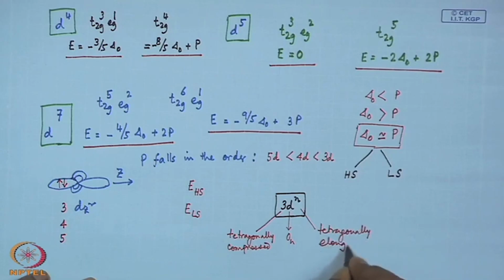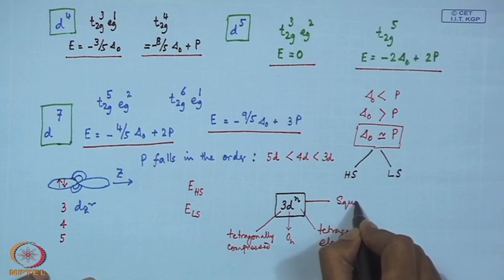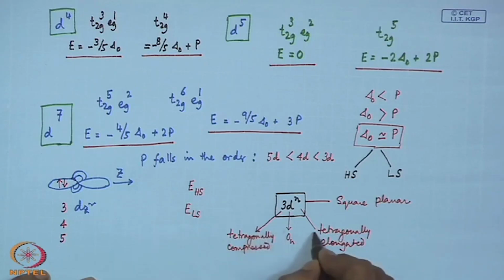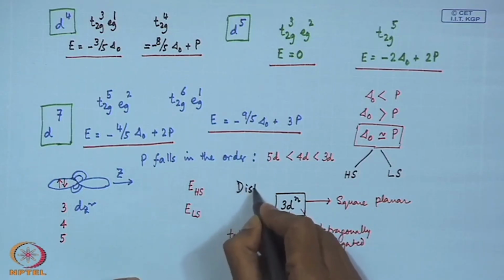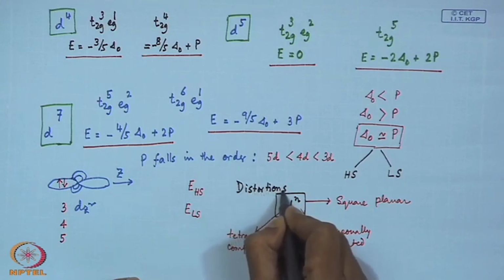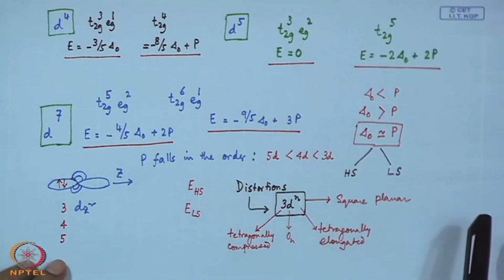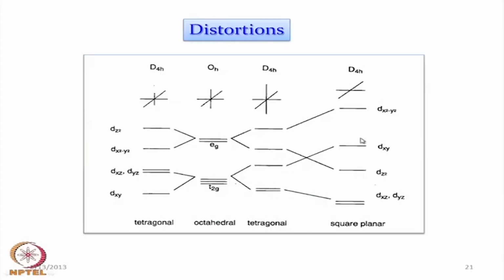tetragonally elongated or square planar. So if we have some idea about all these, we should be able to write down the electronic configuration for any 3d(n) system for these typical distortions. So if we have distortions on any 3d(n) electronic configuration in all these 4 geometries, we should be able to write down their electronic configuration nicely from these orderings of the different d levels.